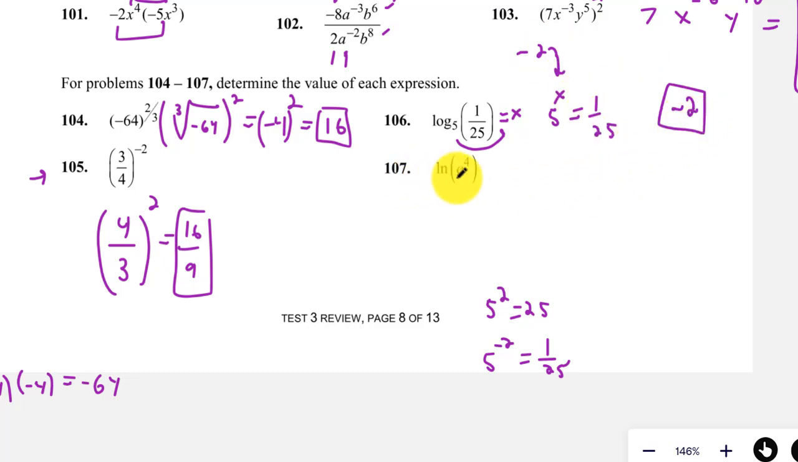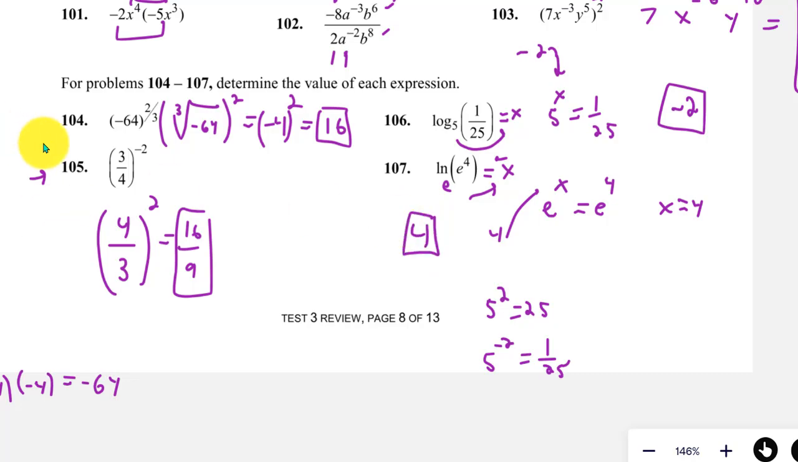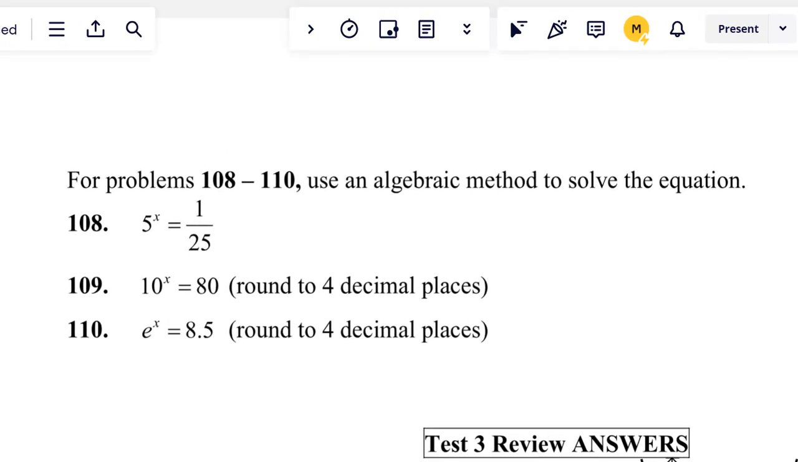Right? 107, if they don't write anything underneath the ln, it's assumed there's an e. So again, I'll write e to the x equals e to the 4. And the value of x that would make that true would be x equals 4, right? I'd have to put a 4 in here to get both sides of the equal sign to match. So your answer for 107 is 4. Let's keep going. Next page.